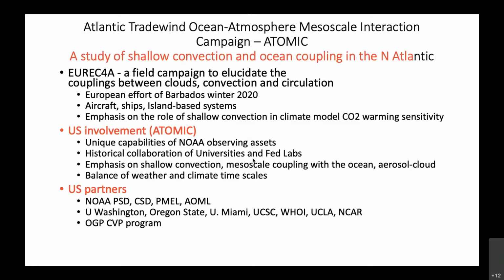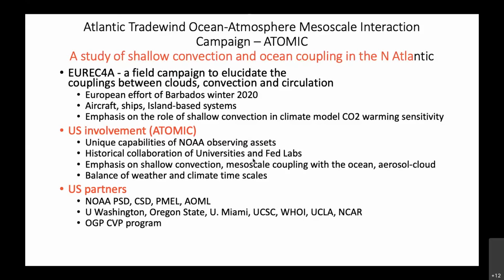The original emphasis of EUREC4A was on shallow convective clouds and the climate sensitivity of climate models. The U.S. involvement featured no observing assets of its own, and our traditional cooperation with other labs and universities. We also were interested in shallow convection, but we were interested in mesoscale coupling with the ocean and aerosol-cloud things. And some of the NOAA effort is less on climate change, more on climate variability. Several NOAA labs participated and a bunch of universities you see listed there. And NOAA's climate program put out a call for proposals for participation.